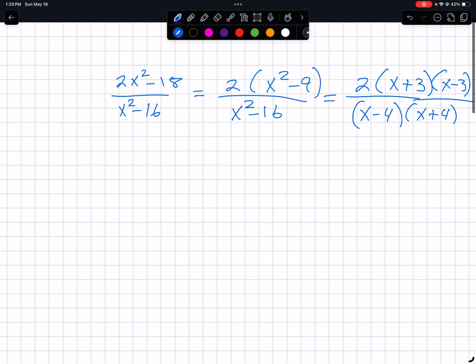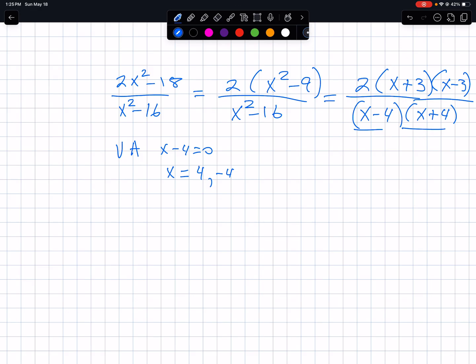So to get your VA, vertical asymptote, we set the bottom equal to 0. So x minus 4 equals 0. So x would equal 4 and negative 4. Just remembering we have to set both those things equal to 0. Okay.